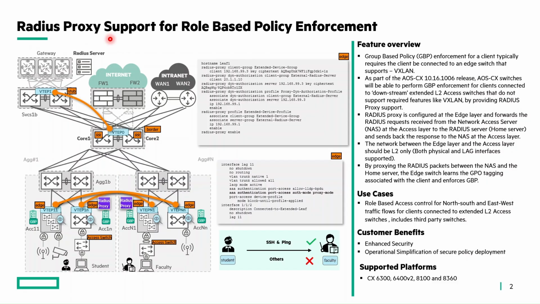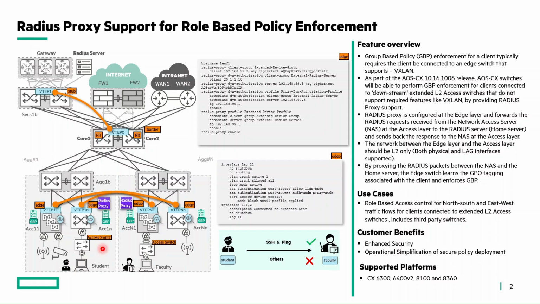The radius proxy feature has been introduced to the AOS-CX switches to support role-based policy enforcement, or in other words, group-based policy or GBP. So with the 10.16 release, the radius proxy feature enables group-based policy enforcement even for clients that are not directly connected to the edge switches supporting VXLAN.